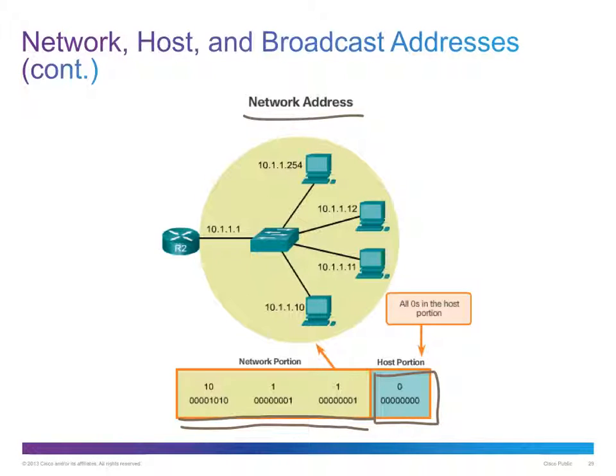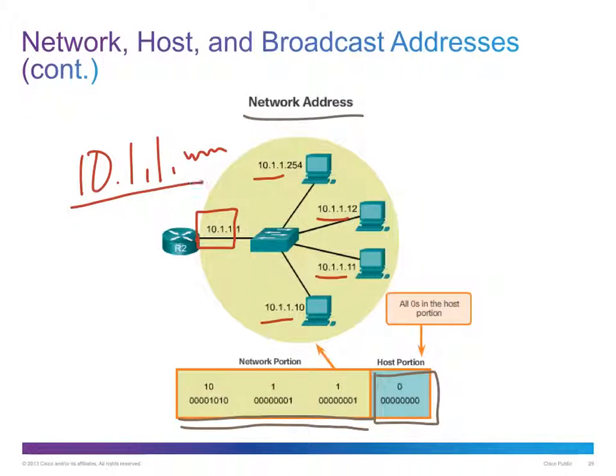Okay? So the network part up here, for all of these devices, you notice they all have 10, 1, 1, 10, 1, 1, 10, 1, 1, 10, 1, 1, 10, 1, 1. That's the network. This router knows if it gets an address for 10, 1, 1, it doesn't make a difference what the host part is, because it says 10, 1, 1, send the information that way. When it hits a switch, the MAC address is going to get it to the correct device.